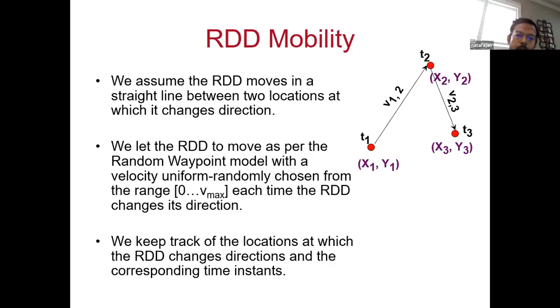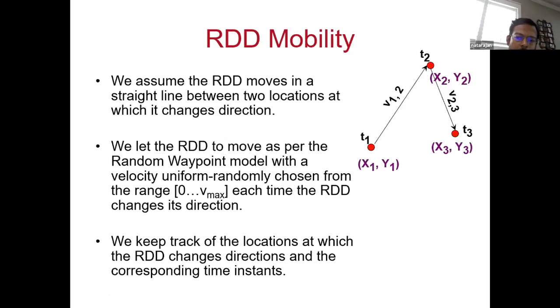So in order to do such an analysis, we now need to know how the RDD is moving around the network. We are assuming that the RDD is going to move according to a certain mobility model. The mobility model we're using is the random waypoint model, which is a very commonly used model in wireless ad hoc networks and sensor networks.